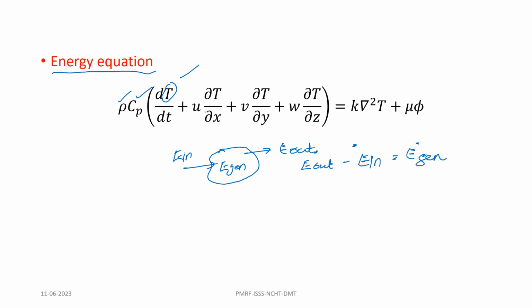Then come the convective terms. U is associated with the temperature. You can see the velocity components are associated with the temperature. Then this part is called a diffusive term.